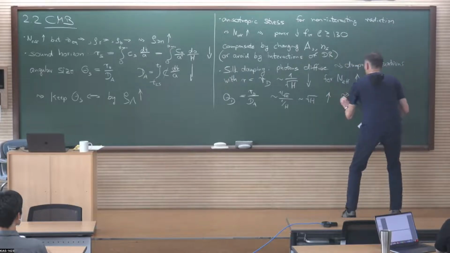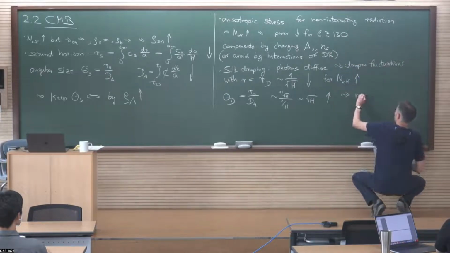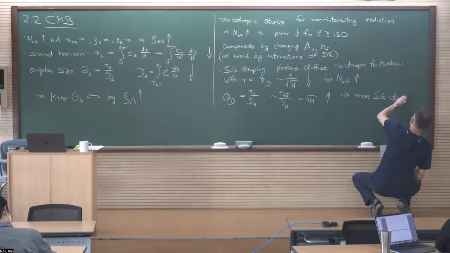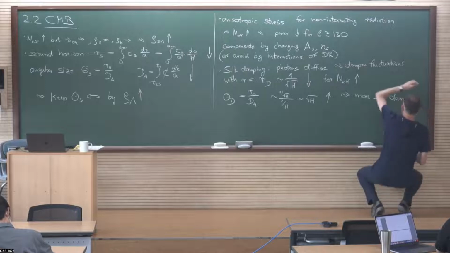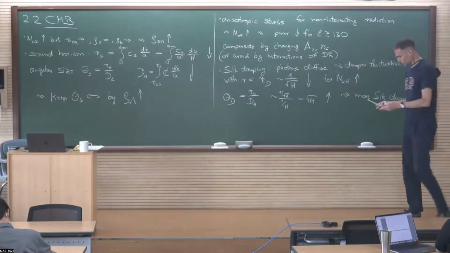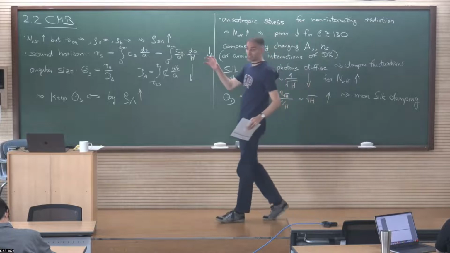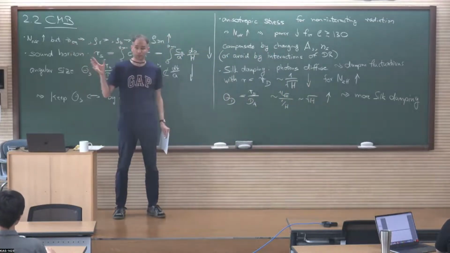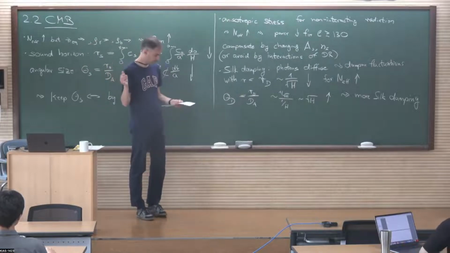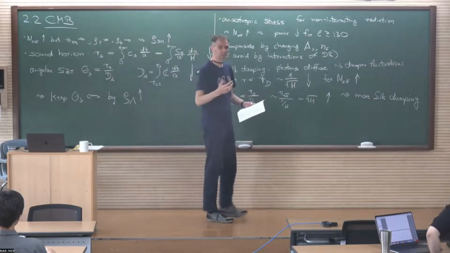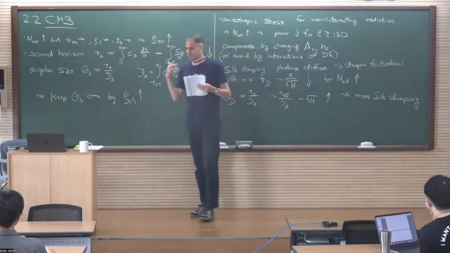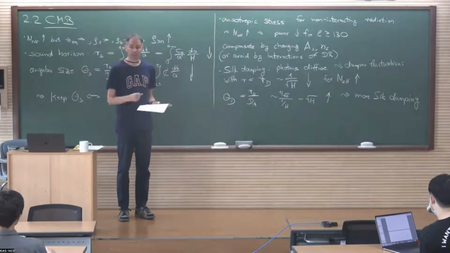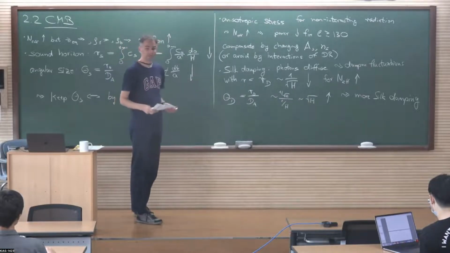So essentially, we can say that we have more Silk damping and therefore less power on really high scales of above 1,000 or so for L. And that's kind of conventionally the main lever to set constraints on dark radiation from the CMB.